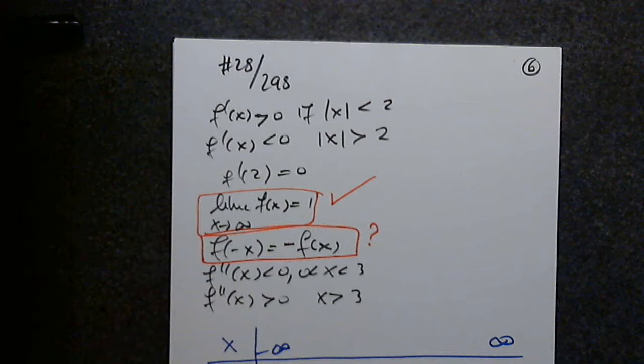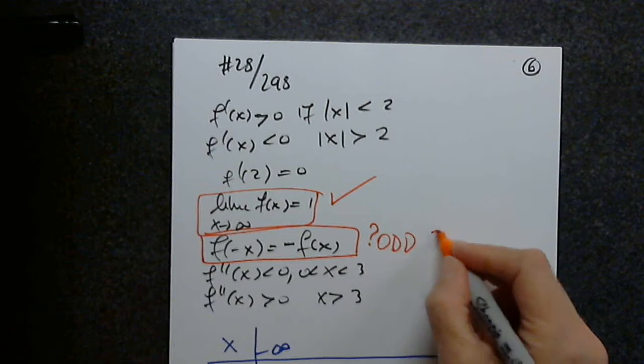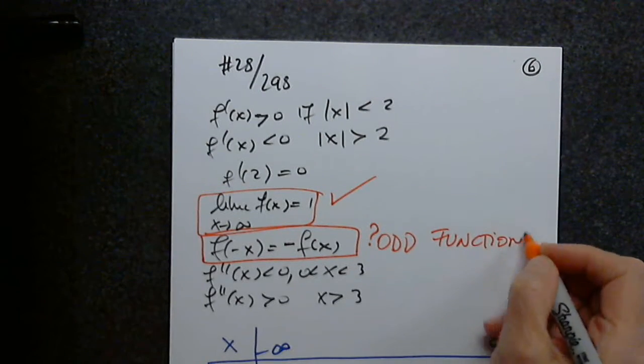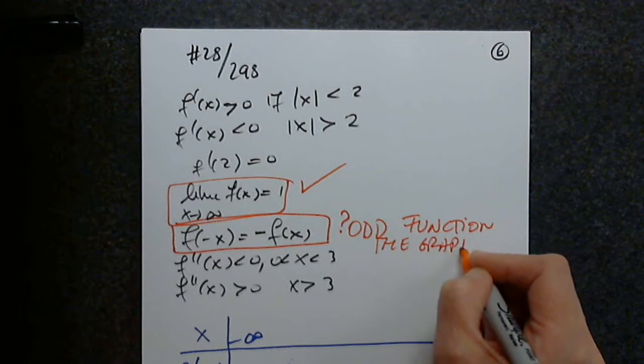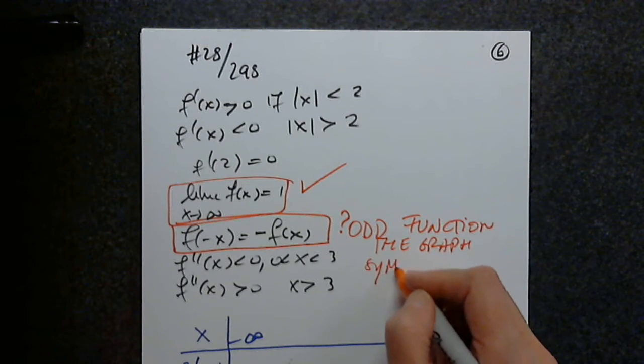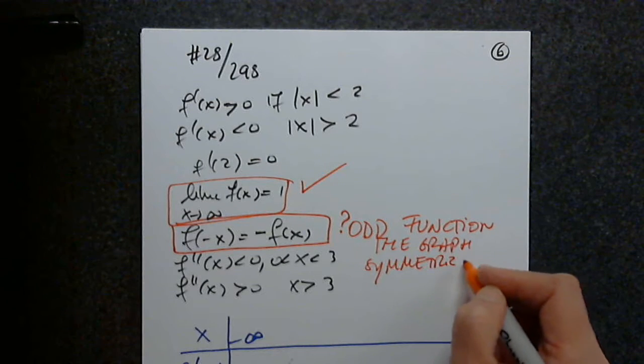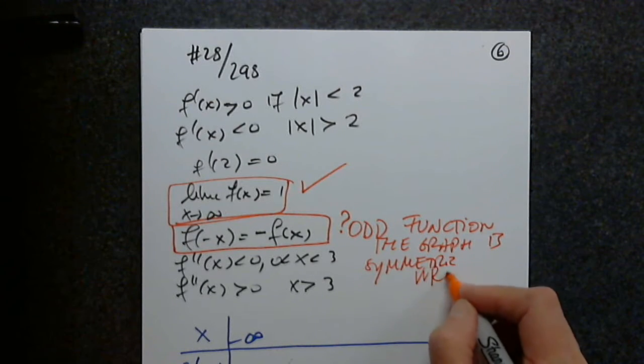What does this say to us? That f of negative x equals the opposite of f of x. What does that mean? Always, for any function. The other one, exactly. So this is an odd function. In other words, the graph must be symmetric with respect to the origin.